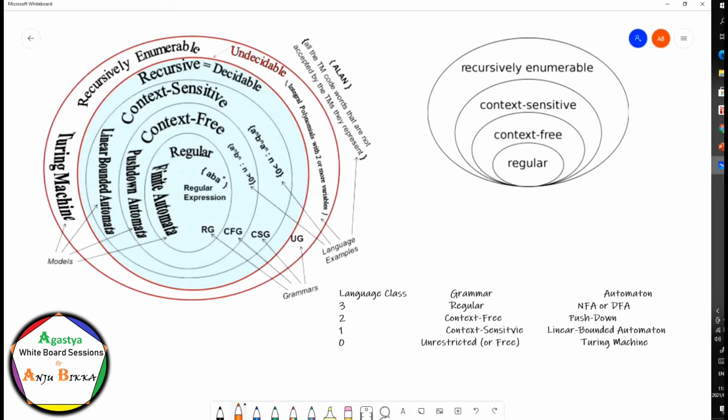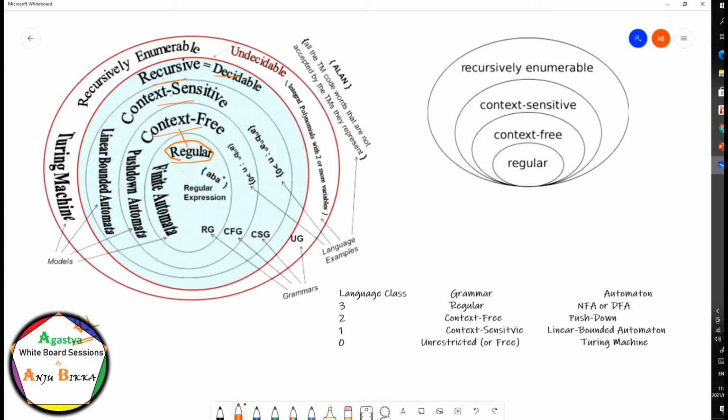The first one, when we discussed this area, is regular. So when we say regular language, then context-free language, context-sensitive language, recursive language, which is decidable, and recursively enumerable, undecidable. We introduced one more layer here. Previously, we combined these two. So when we say regular language, context-free language, context-sensitive language, recursive language, decidable, and recursively enumerable, undecidable.